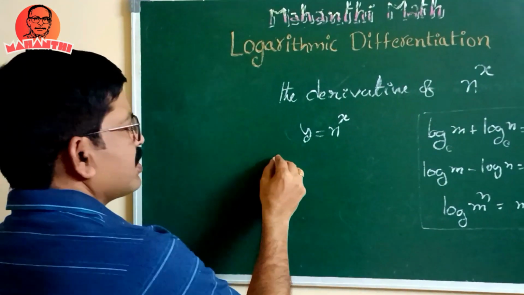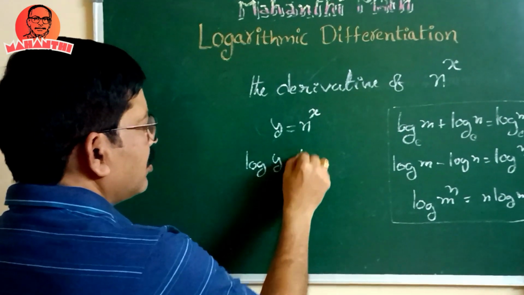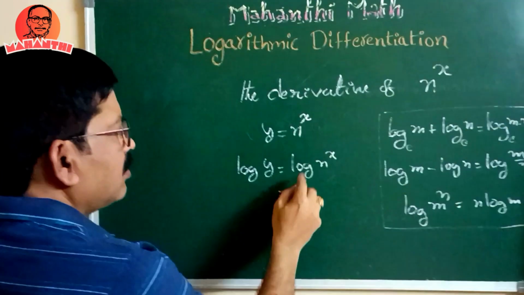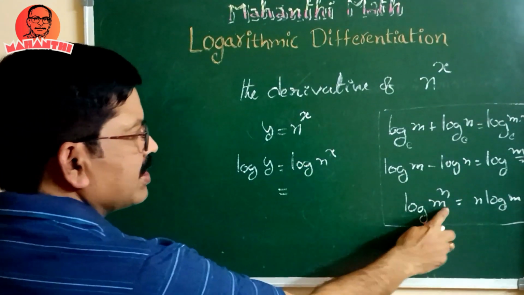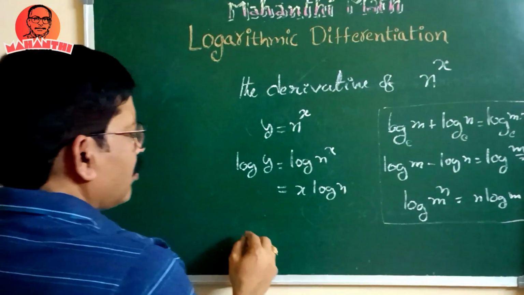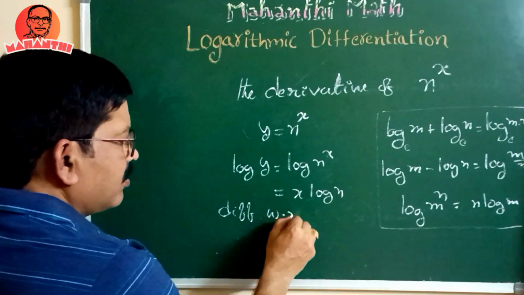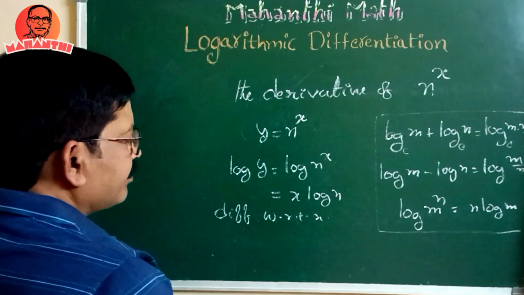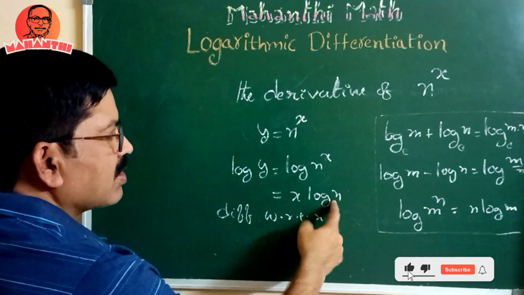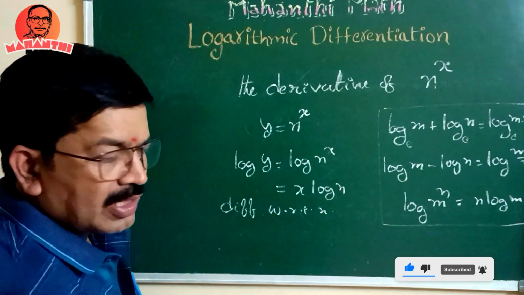Take logarithms on both sides. Log of y equal to log of n power x. So this x will come here by this formula, x log n. Now differentiate with respect to x. Remember that log n is constant. Why? Because n is constant, log n is also constant. So don't go for 1 by n like that.